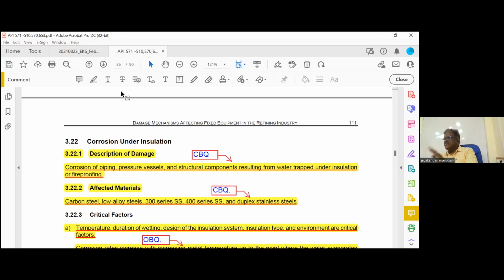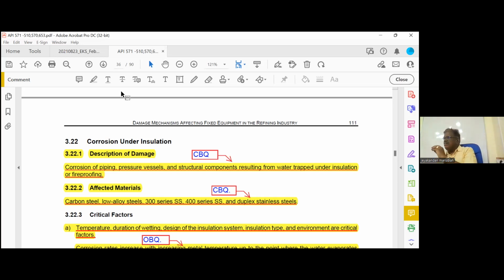Again, I will repeat. For CUI to happen, we need 3 conditions: wet insulation, a susceptible temperature based on the material, as I told, and a coating failure or uncoated pipe. If the 3 conditions are met, there is CUI. Now, which materials will it affect? It will affect carbon steel, low alloy steel, austenitic stainless steel, and duplex stainless steel. Then how will the appearance be?